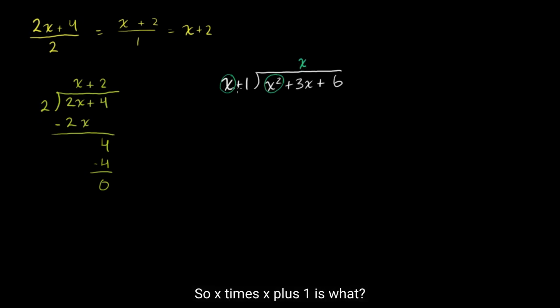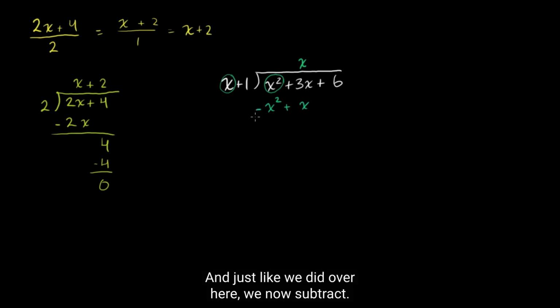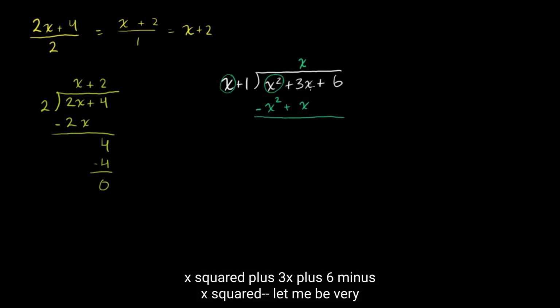So x times x plus 1 is what? x times x is x squared. x times 1 is x. So it's x squared plus x. And just like we did over here, we now subtract. And what do we get? x squared plus 3x plus 6 minus x squared. Let me be very careful. This is minus x squared plus x.